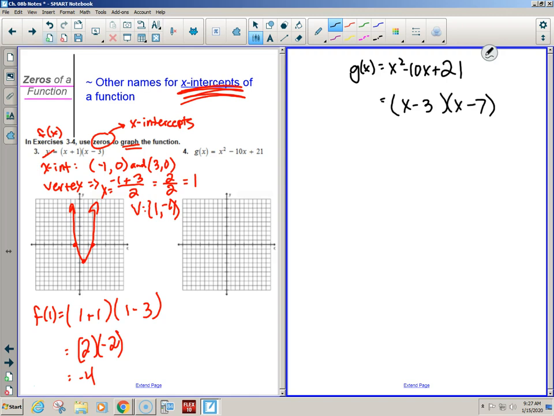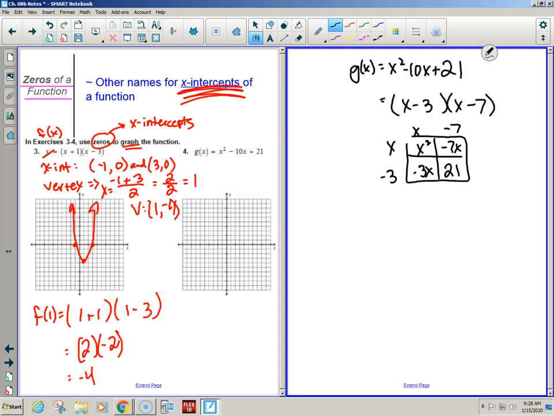Pause. How can you double check that he's right? Is X minus 3 and X minus 7 going to give me an X squared? Yes, X and X always gives X squared. Is it going to give me a positive 21? Yes, a negative times a negative is a positive. And what's going to happen with the negative 7x and negative 3x?